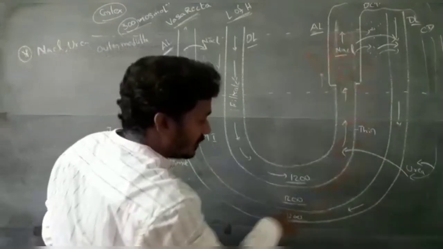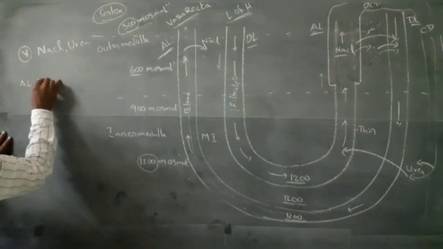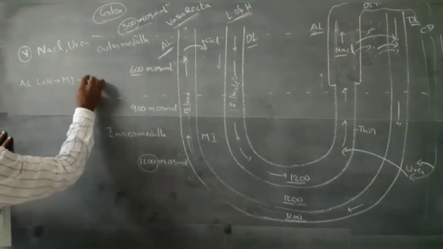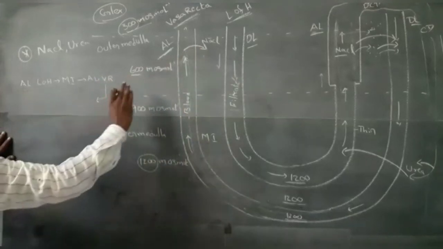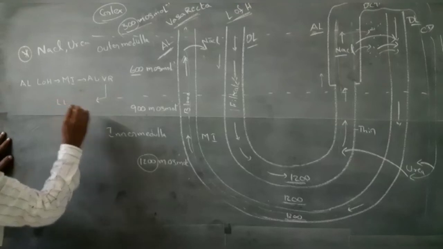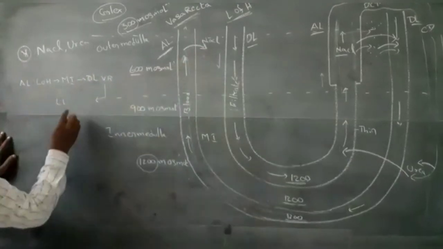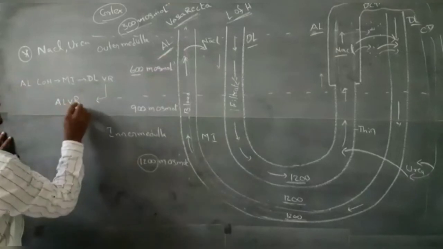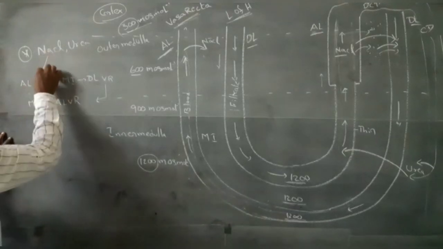The flow of sodium chloride is from the ascending limb of the loop of Henle into the medullary interstitium, and then enters into the descending limb of the vasa recta, and it enters into the medullary interstitium through the ascending limb of the vasa recta, and then the medullary interstitium. This is the flow of sodium chloride.